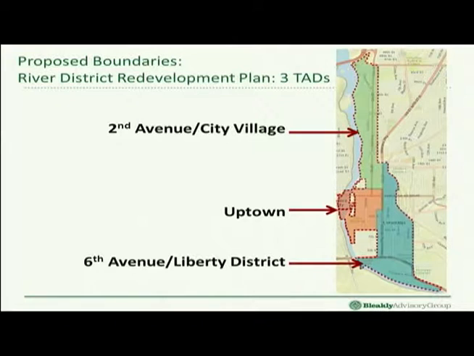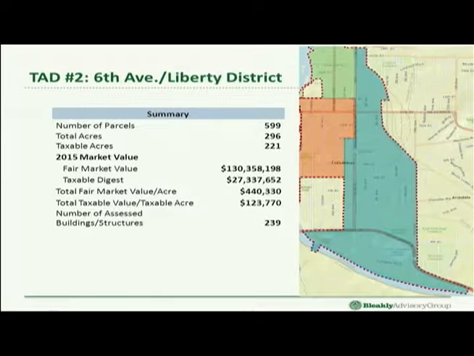As you know, the proposal for the redevelopment area known as the River District has three separate TAD boundaries, three separate TAD areas included in there. TAD District number 2 is 6th Avenue Liberty District, which is shown in blue on the map. TAD number 3 is Uptown, which is shown in sort of an orange color. And TAD number 4 would be 2nd Avenue and City Village.